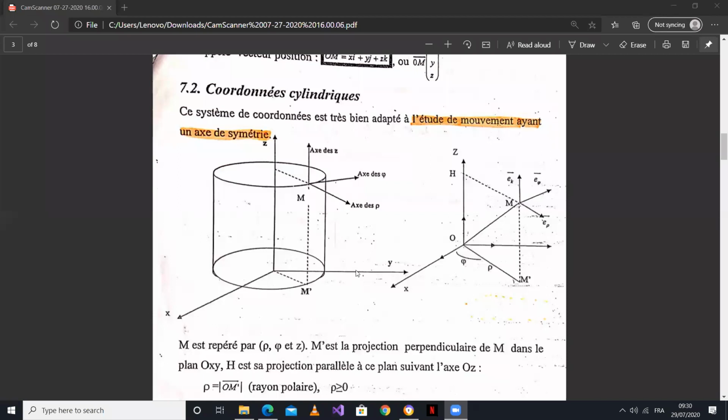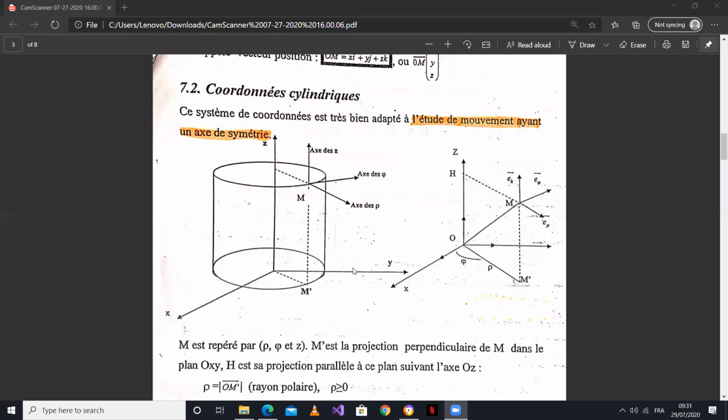So in cylindrical coordinates, the way the material point moves is that it has an axis of symmetry. It means its movement is around a certain axis, such that the axis is cutting its movement in the middle. I'm sure we know what an axis of symmetry is.